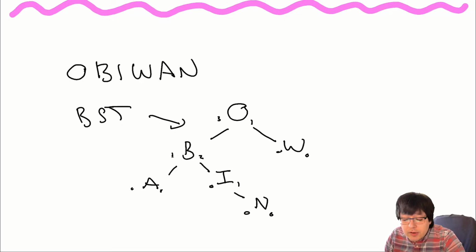In the worst case scenario here, to check for something, let's check for the letter N, I suppose, it would be to check all the way here. So that would be four checks that you have to do, which is still pretty much almost that log of N for the height.